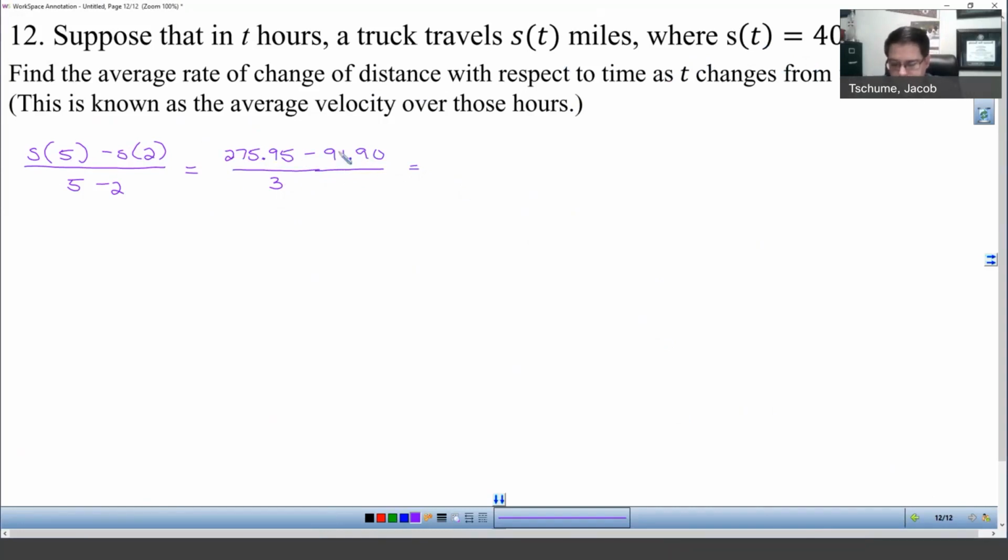Subtracting these two numbers on top will give me 184.05 divided by 3, which then simplifies into 61.35. So on average, it looks like you were traveling about 61.35 miles per hour between the 2nd hour and the 5th hour. That ends section 1.3, which was average rate of change.